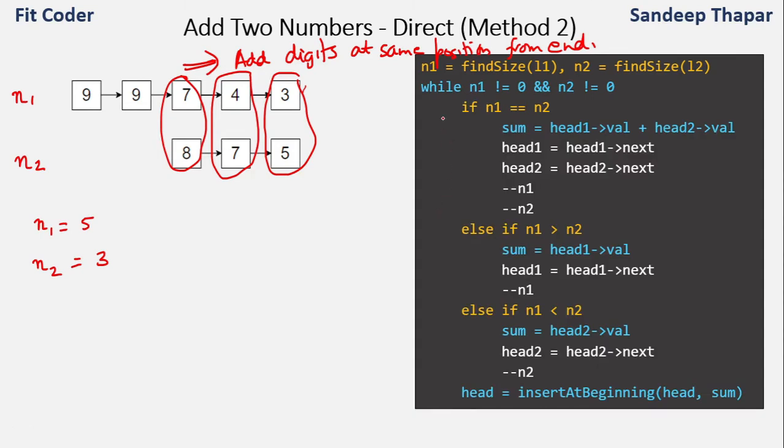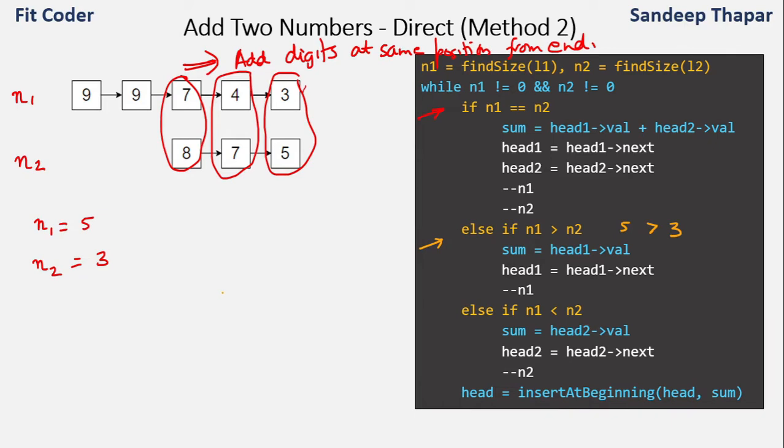So in the first step, we check if the lengths of the linked lists are equal. In this case, it is not equal. We check if n1 is greater than n2. So n1 in our case is 5. So 5 is greater than 3. So we take a variable sum which becomes head1 val. Because we have to add the numbers which are at the same position, we take the longer list first.